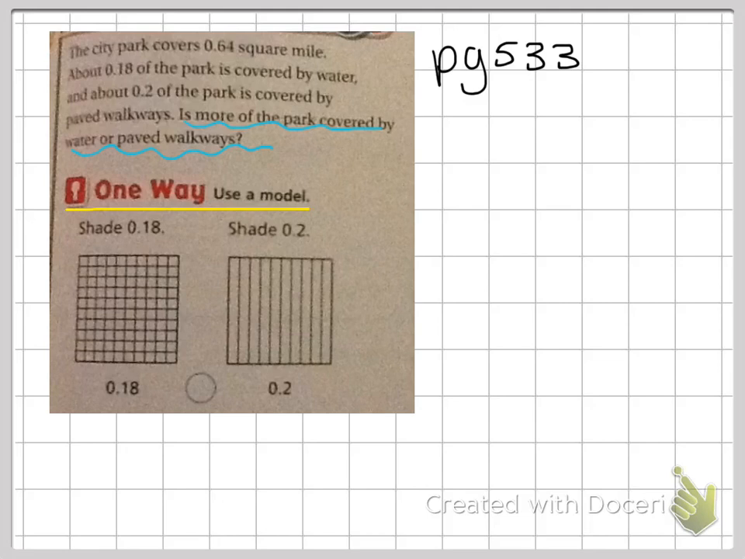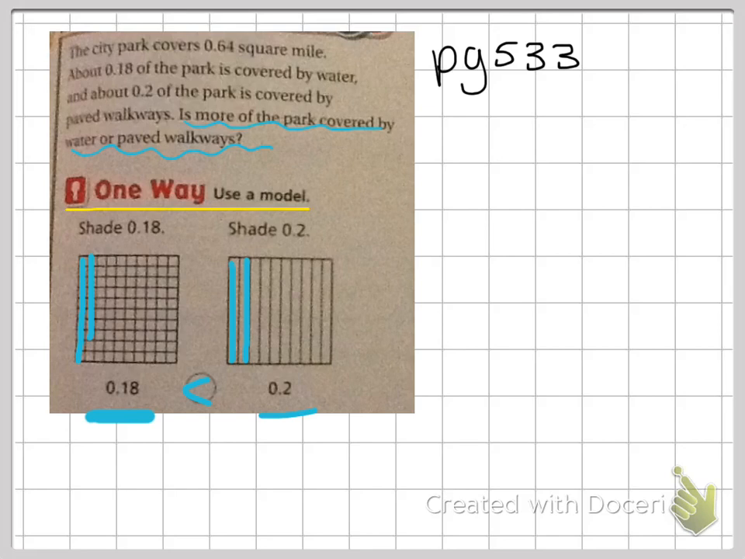So one way we can use this is a model. So we are going to shade in 0.18. In this first model here, we have one whole that's separated into 100 parts. So that's each one of those. There's 100 in this whole diagram for this first 0.18. So to model that, you would shade in 18 of them. And in our 2/10 model, we have 10 equal parts, and we're shading in 2 of them. Then we compare the models to see which one has more shaded parts. And 2/10 has more parts that are shaded, which means 2/10 is greater than 0.18.